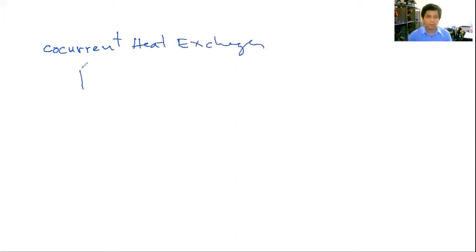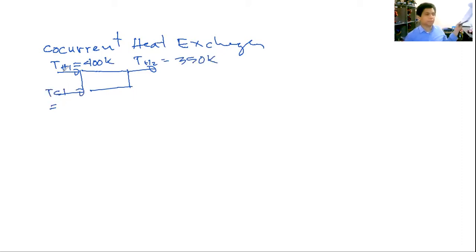So yung TH1 natin, if I remember it right, this is equal to 400 Kelvin. Tapos paglabas niya, TH2, this is equal to 350 Kelvin. Tapos yung TC1, let me check TC1. So TC1 is 300 Kelvin.